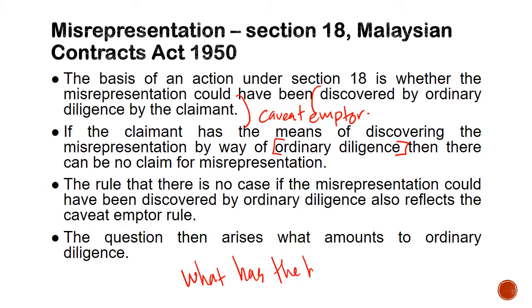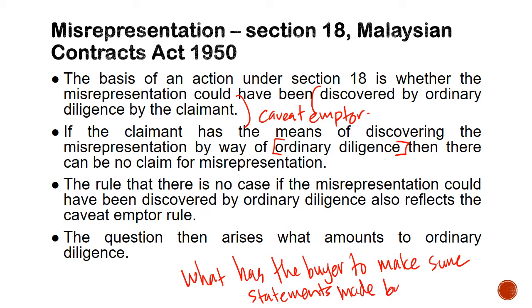What has the buyer done to make sure the statements made by the seller are true? And it's not so much whether the buyer did it or not. It is whether he could have done it, whether it was possible for him to do it. And if it was possible for him to have found out the misrepresentation, but he didn't, then there is no claim for misrepresentation.